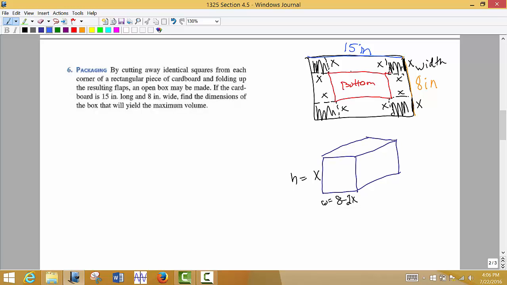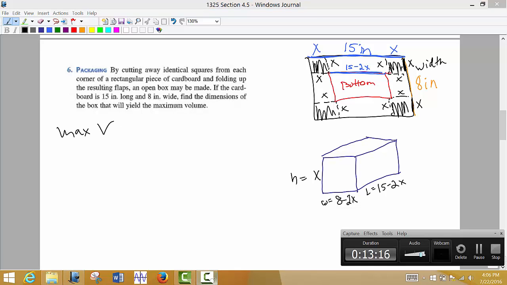What about the length? Well, it was originally 15 inches, but then we cut out this x and this x as part of the sides and folded them up, so we lost that. So what is the new length of the bottom of our box? Well, it's 15 inches to begin with, but then we lose 2x. So the new length of the box is 15 minus 2x. So we described the box that we were presented with. What are we asked to maximize? We're asked to maximize the volume.